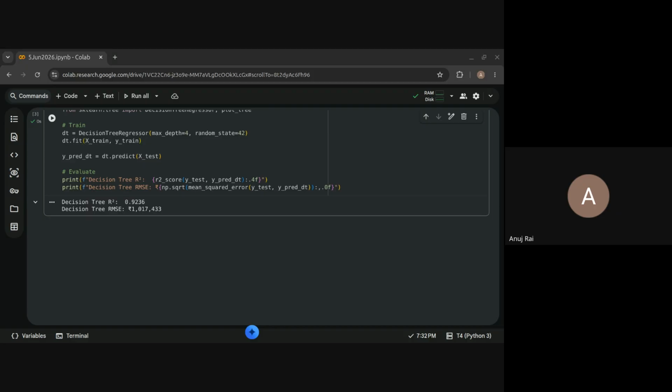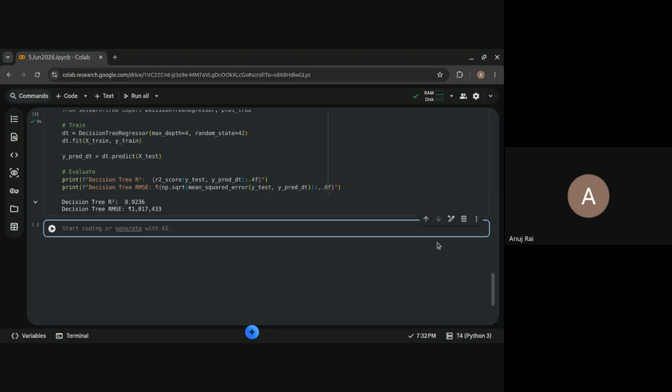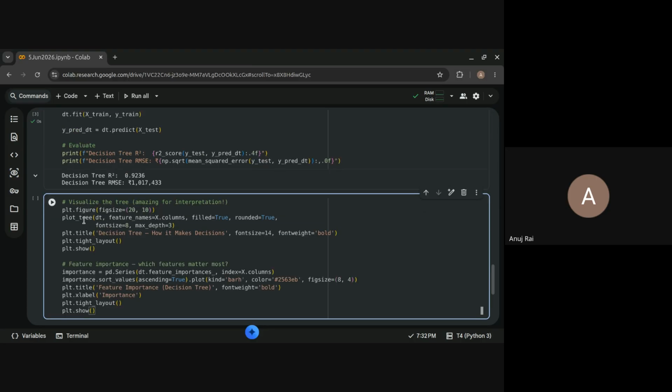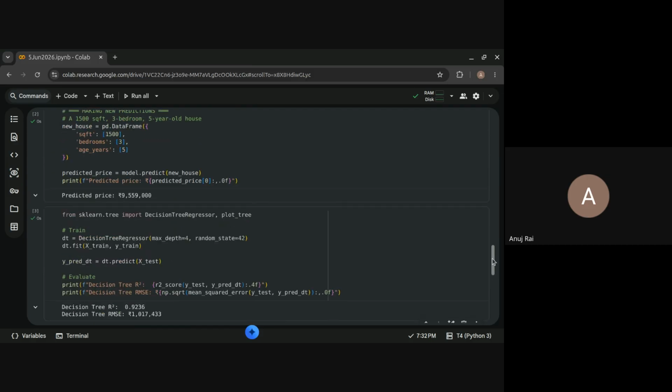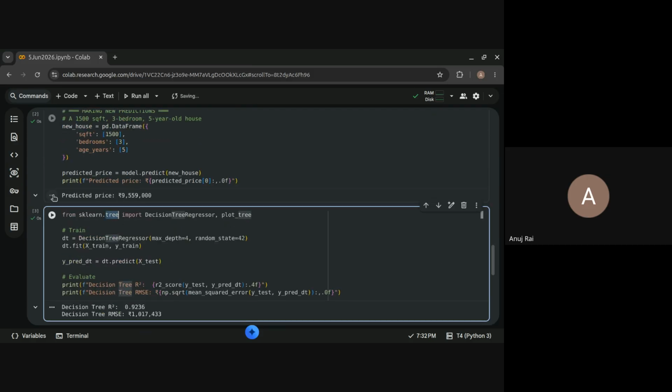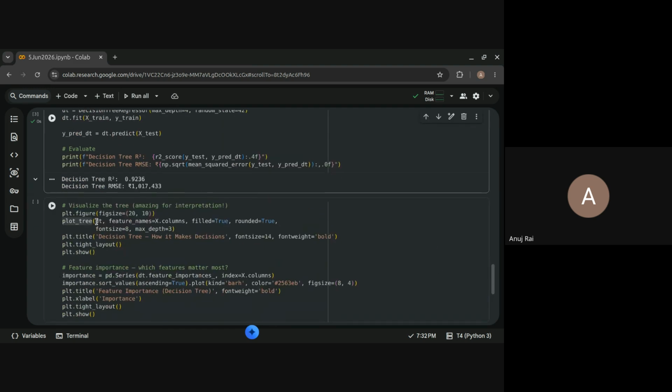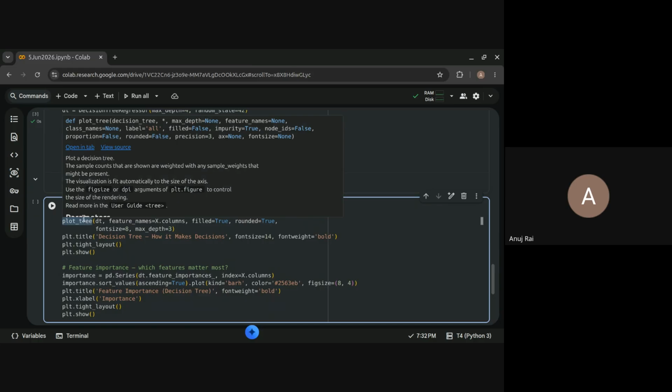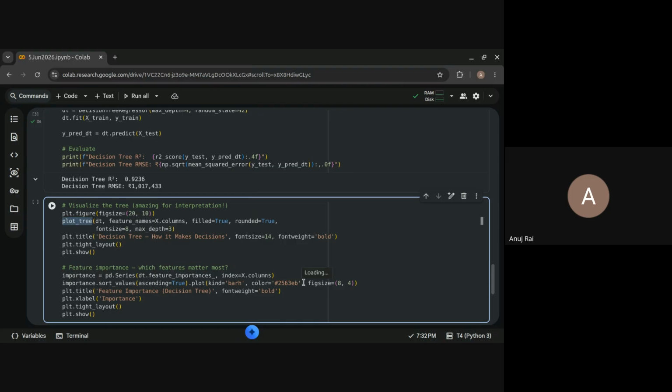Now one more thing we can do is visualize the tree it has built. What we are going to do is use the plot_tree method, which is provided by the sklearn tree package, and internally it uses matplotlib to plot the decision tree.